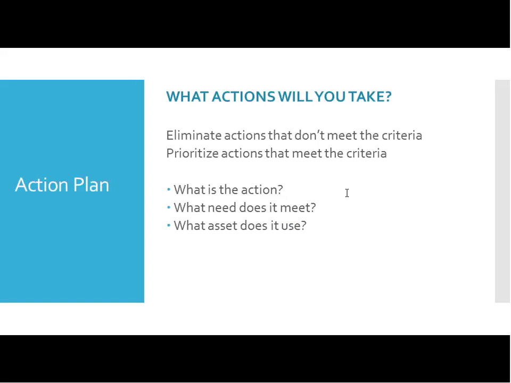It may have a reason for being on the list, but you should at least understand why if it's not meeting a need. And then, what asset does it use? How are you actually going to move forward in achieving that action? And again, if there's no asset, then you've identified an asset gap, and you've identified an action that's really important. So you want to do this action, but maybe you don't have the resources to meet it.